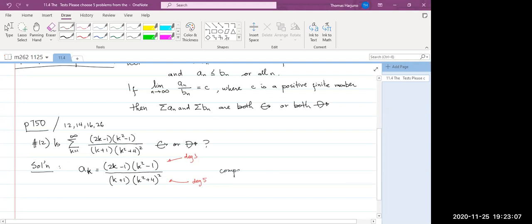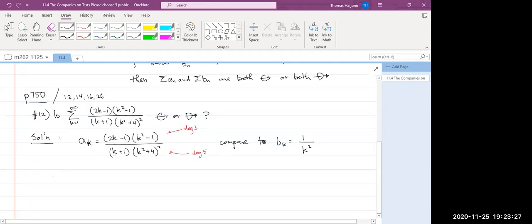to b sub k equals 1 over k squared, because the difference of the degrees on the top and the bottom is degree 2 at the bottom. Now, limit as k goes to infinity of a sub k over b sub k is equal to the limit as k goes to infinity of that ugly thing.